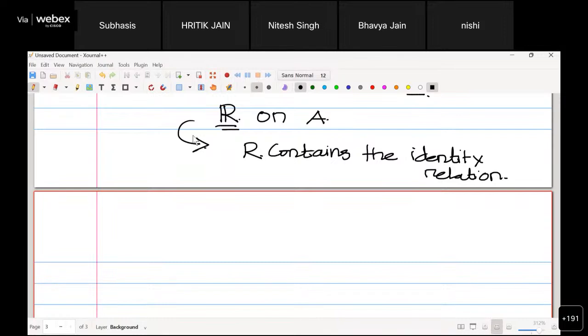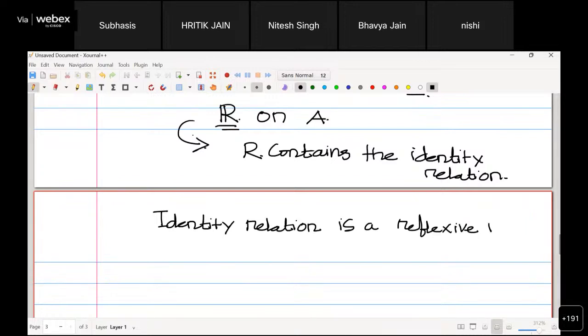Every identity relation is a reflexive relation. But every reflexive relation may not be an identity relation. I'll come to examples where I will give a reflexive relation which is not an identity relation.